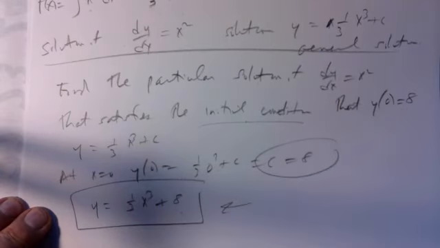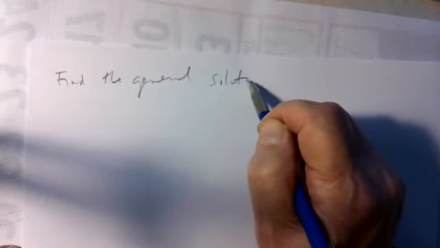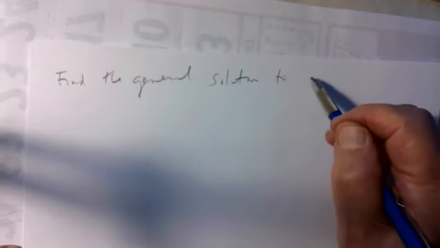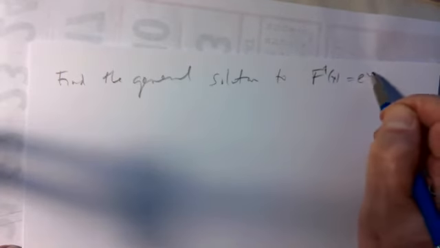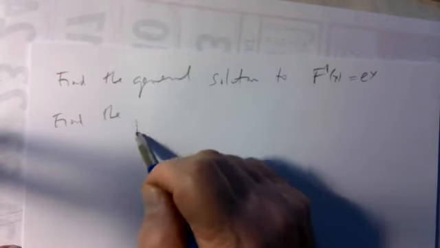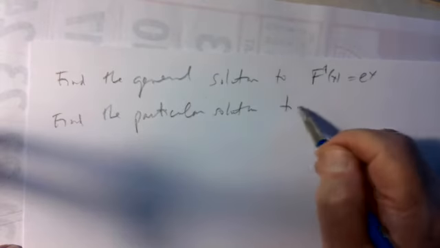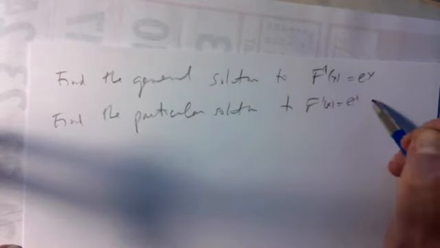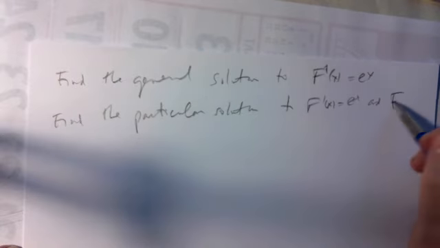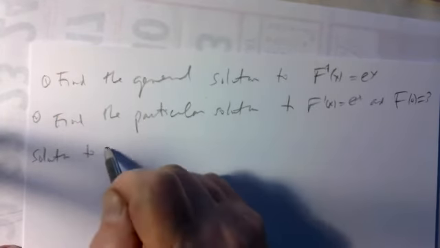Let's see, here's another example. Find the general solution to the equation f prime of x equals e to the x. Find the particular solution to f prime of x equals e to the x, and the initial condition that when x is 0, f of 0 is equal to 3. So these are two problems.